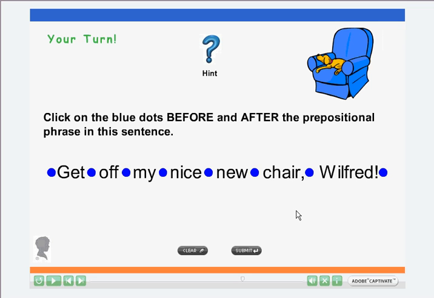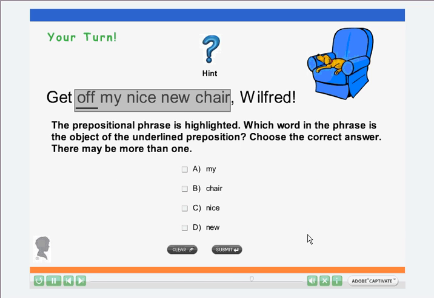Now try one more. Get off my nice new chair, Wilfred. Click on the blue dots before and after the prepositional phrase. The prepositional phrase is off my nice new chair. Which word is the object of the preposition? Be sure to look for more than one.